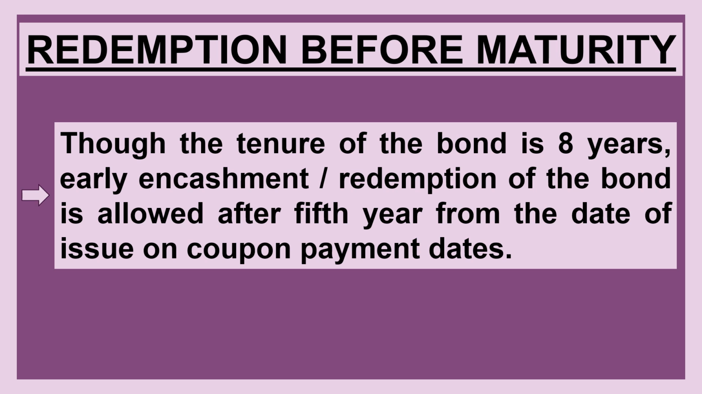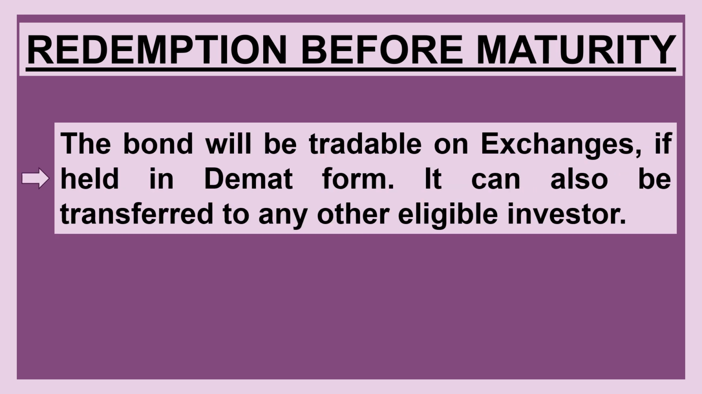Redemption before maturity. Though the tenure of the bond is 8 years, early encashment or redemption of the bond is allowed after the 5th year from the date of issue on coupon payment dates. The bond will be tradable on exchanges if held in demat form. It can also be transferred to any other eligible investor.